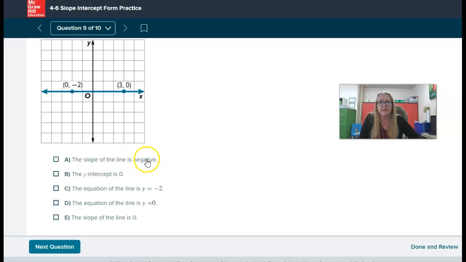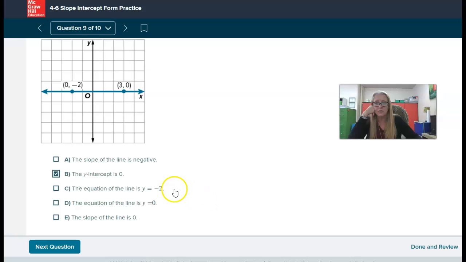The slope of the line is negative. Well, what would Slope Dude say about this one? Wouldn't he say this is 0 fun? It's not negative. The y-intercept is 0. Does this line cross y at 0? This little O tells you that this is the origin. And the origin is where x and y are both 0. So yes, the y-intercept is 0.